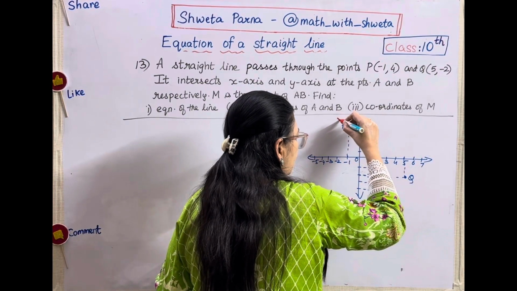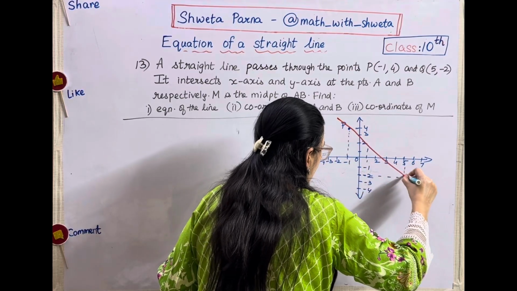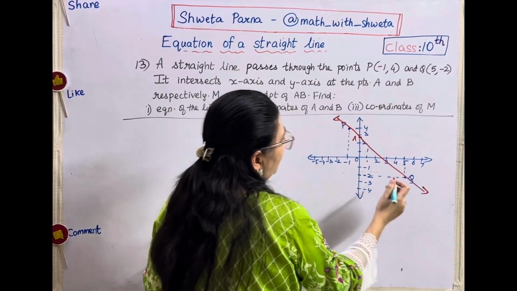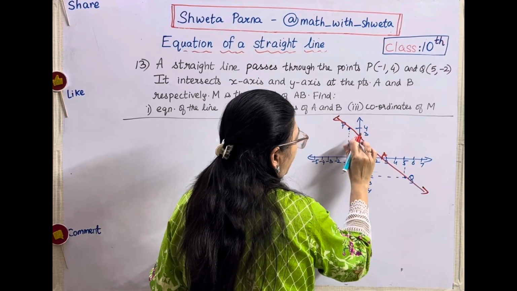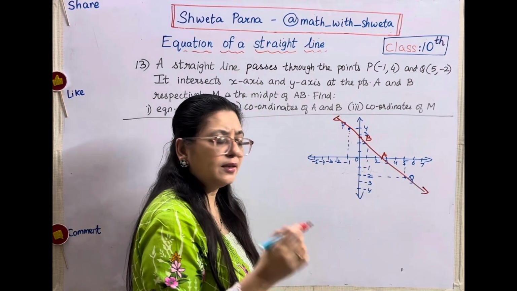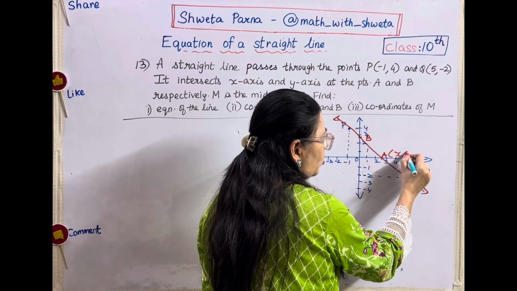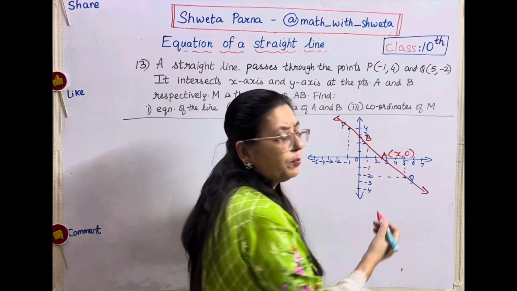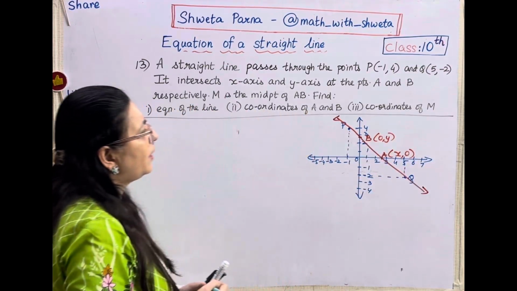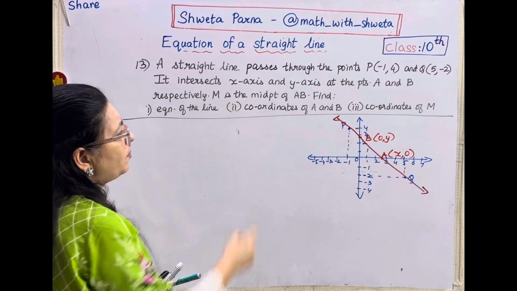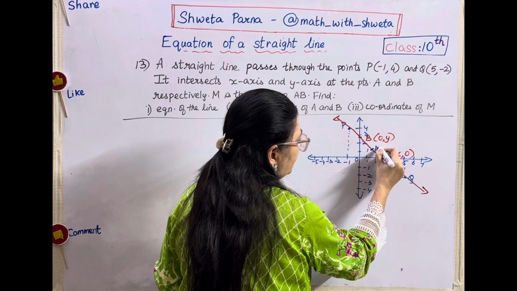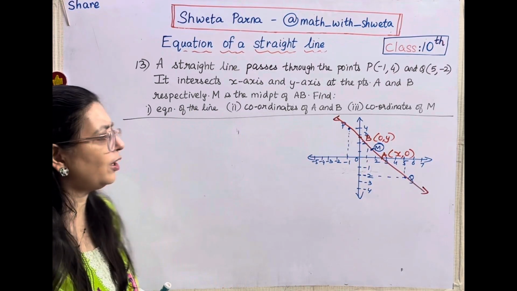Let's join this line. It intersects the x-axis at A and the y-axis at B. Now, what would be the coordinate if it intersects the x-axis? It would be (x, 0), right? And the point which intersects the y-axis would be (0, y), right? After that, M is the midpoint of AB. This is your diagram.